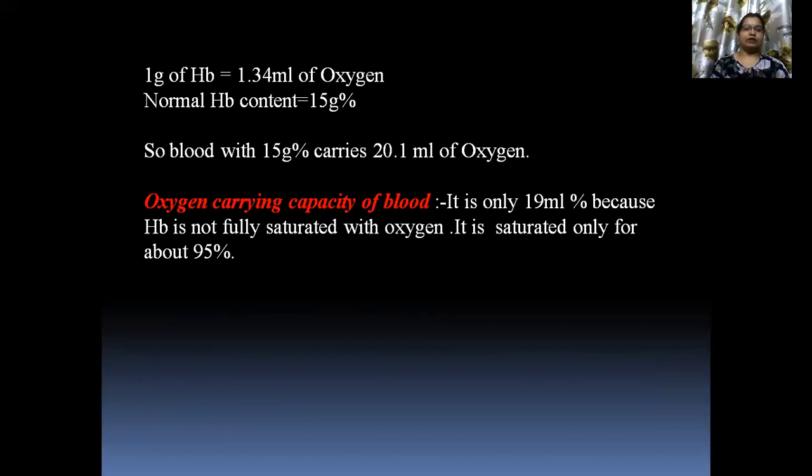So the blood with 15 gram hemoglobin carries 20.1 ml of oxygen, but it contains only 90 ml% of oxygen because hemoglobin is not fully saturated with oxygen. Its oxygen carrying capacity is only 95%. Means hemoglobin oxygen carrying capacity of blood is 95%. So there is only 90 ml% oxygen, not 20.1 ml of oxygen.